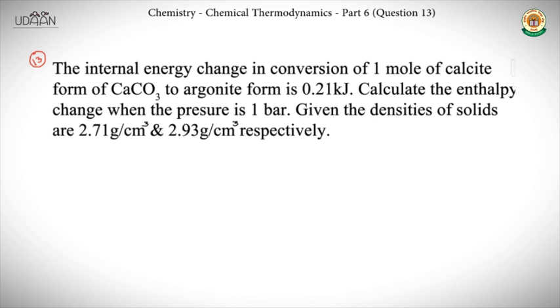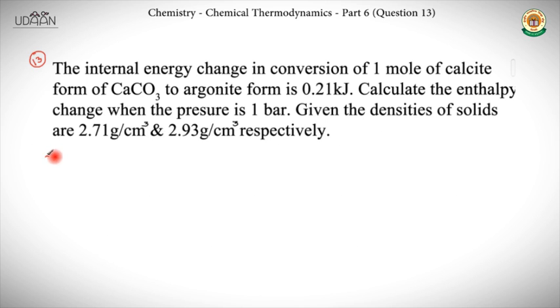Now, question number 13 says that the internal energy change in conversion of 1 mole of calcite form of calcium carbonate to aragonite form is 0.21 kilojoules. Calculate the enthalpy change when the pressure is 1 bar. Given are the densities of the solids, 2.75 gram per centimeter cube and 2.93 gram per centimeter cube respectively.